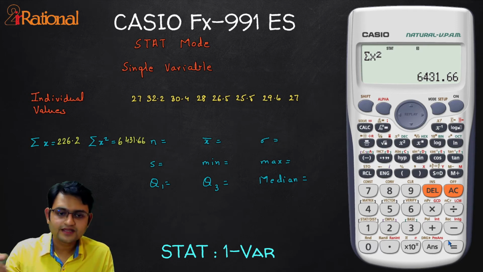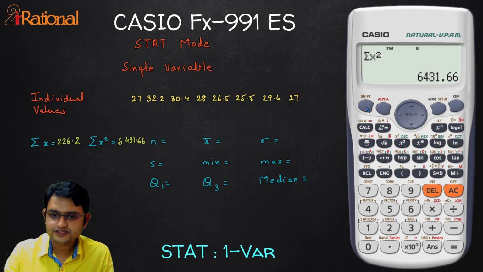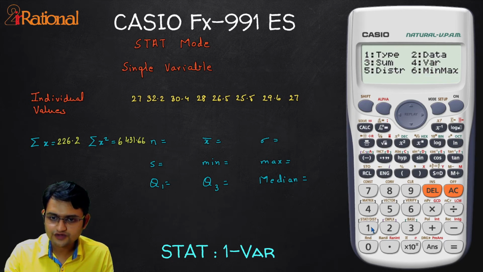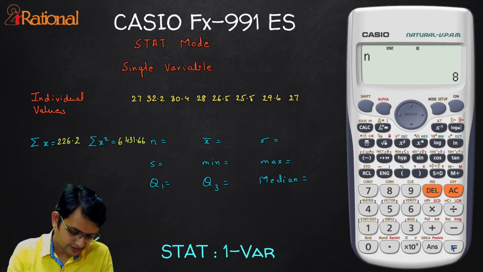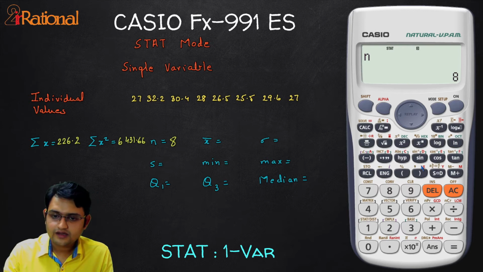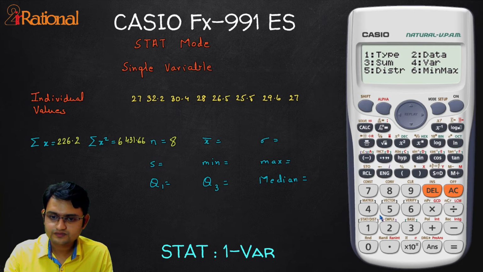To find n, x bar, sigma, s, I'll go to shift 1 and I will have this VAR. So if I press 1, I get n, that is 8. I'll go again and find all the values.